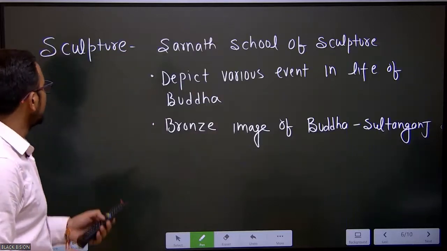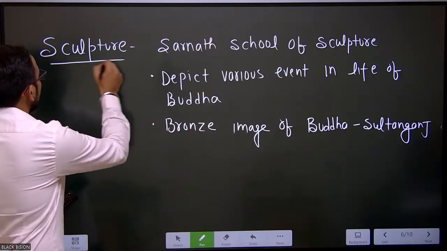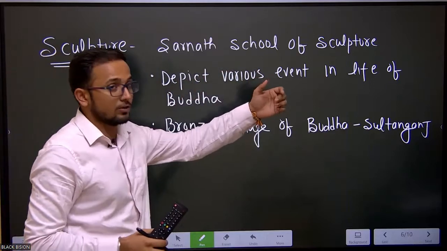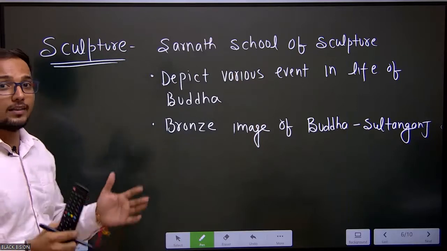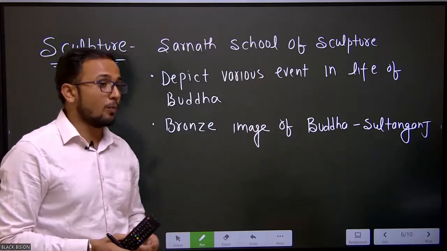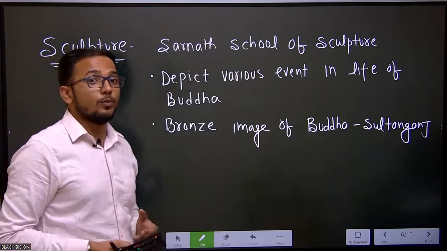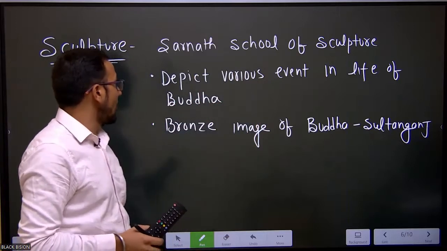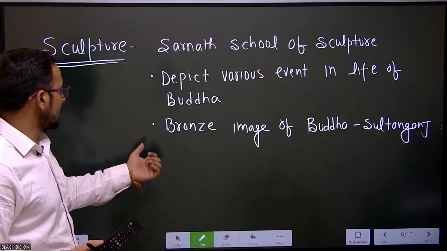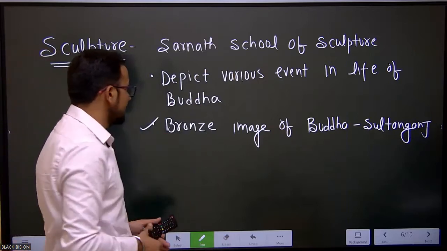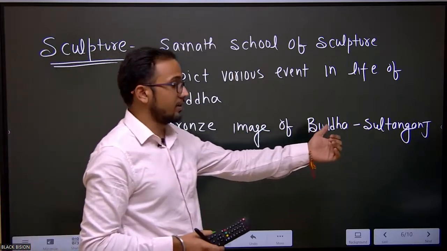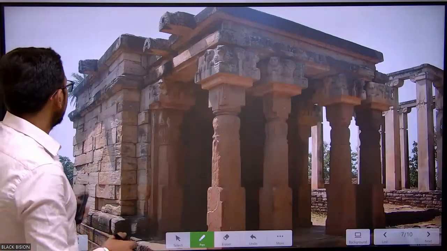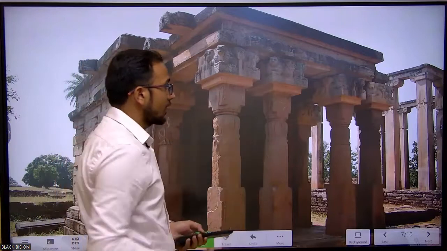Now look at the Gupta architecture in sculpture. Sculpture was also developed, and the Sarnath school of sculpture was very famous. It was influenced by the Gandhara as well as the Mathura school, which developed in the post-Maurya phase during the Kanishka rule, and depicts various events in the life of the Buddha. The famous bronze image of the Buddha found at Sultanganj is very famous for the Gupta period.